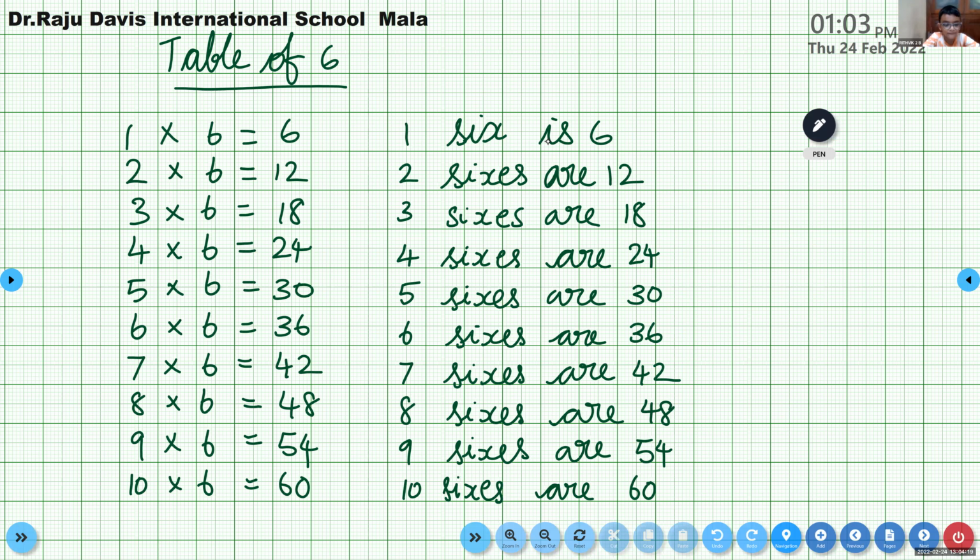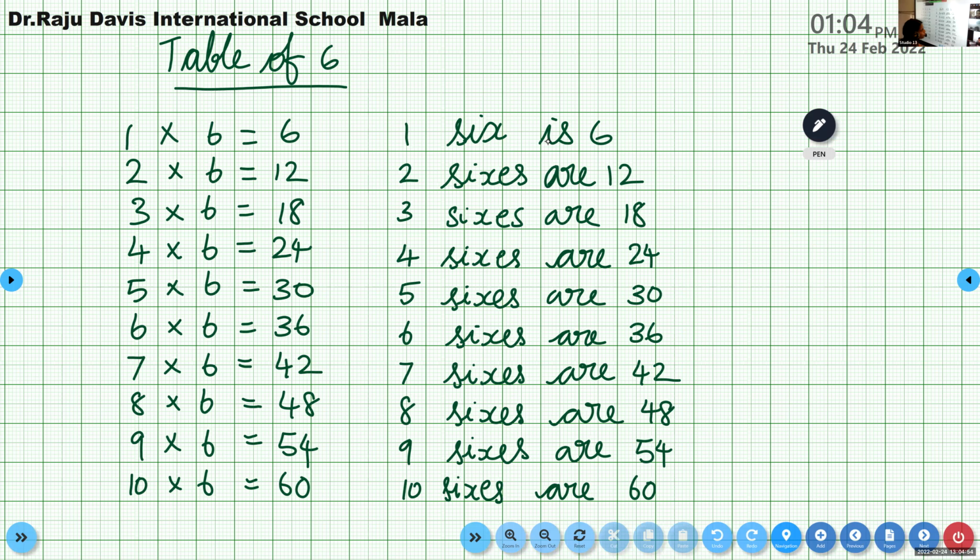Siddharth, please start. Can I read? 1 into 6, 6. 2 into 6, 12. 3 into 6, 18. 4 into 6, 24. 5 into 6, 30. 6 into 6, 36. 7 into 6, 42. 8 into 6, 48. 9 into 6, 54. 10 into 6, 60.